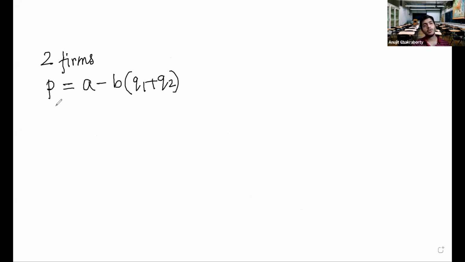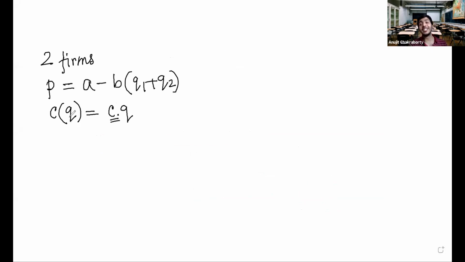So what we have is two firms. Let me write down the problem first. Let's use black ink for now. So we have two firms, and the aggregate demand curve is P equals A minus B times (Q1 plus Q2). The cost of production for both firms is going to be C times Q, because that's the marginal cost, and there is no fixed cost.